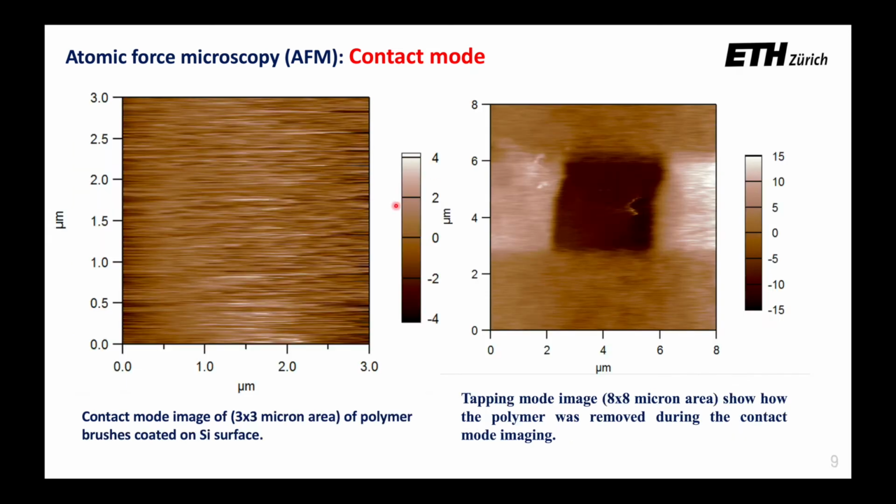But if you use a very soft sample, for example here a polymer brush coated on a silicon surface, and scan using contact mode, here a 3 micron area, and later you check with the tapping mode over a larger area, you can see how much your sample was destroyed during the contact mode imaging.